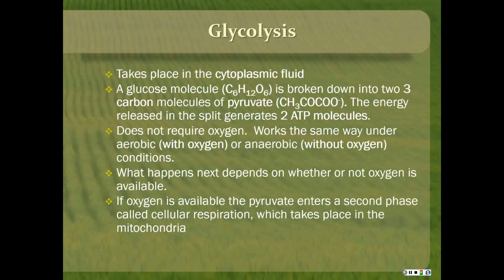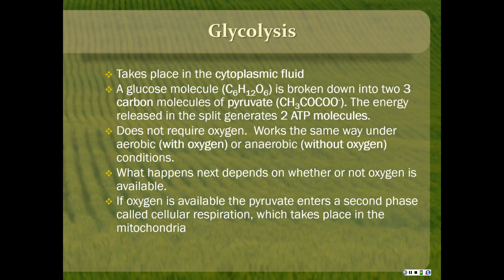And so the first stage of respiration is called glycolysis. That just means breaking sugar. It takes place in the cytoplasm. The glucose molecule is broken down into 2 3-carbon molecules, and this releases some energy that generates two ATP molecules. Glycolysis doesn't require oxygen. It works the same way whether oxygen is there or not. But what happens next depends on whether or not oxygen is available.